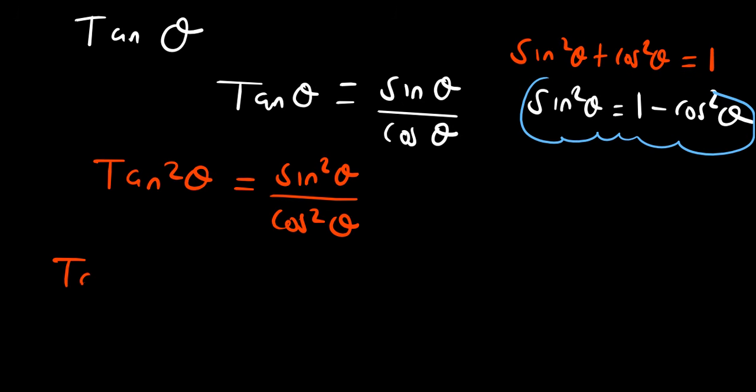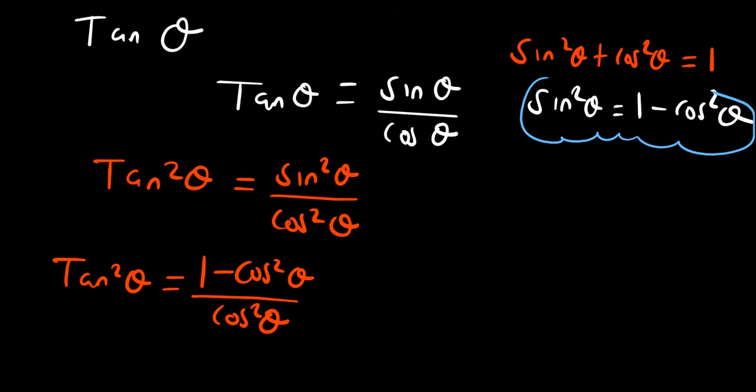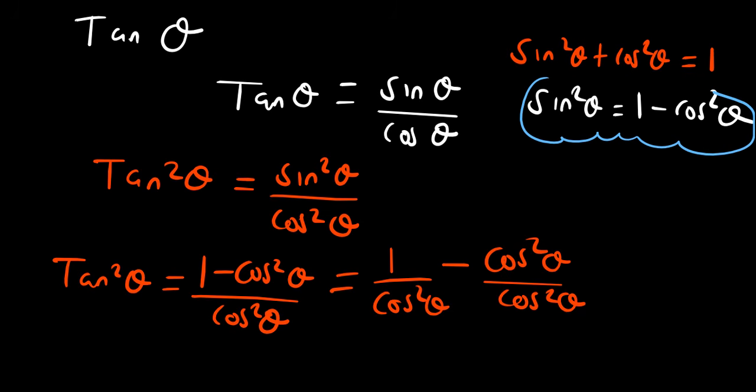When I do that, what am I going to have? I'm going to have tan squared theta is equal to 1 minus cos squared theta over cos squared theta. Now that I've got that, I can separate what is on top. I can write it as 1 over cos squared theta minus cos squared theta divided by cos squared theta. 1 over cos, we said, is the opposite of cos, and the opposite of cos is sec. So I have sec squared theta minus, now cos squared theta and cos squared theta divide and give us a 1.